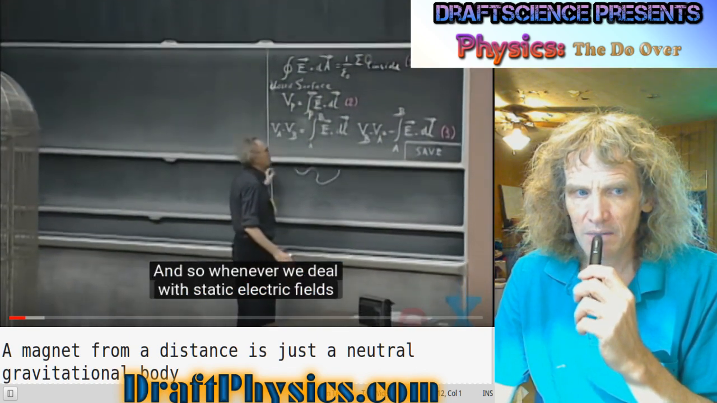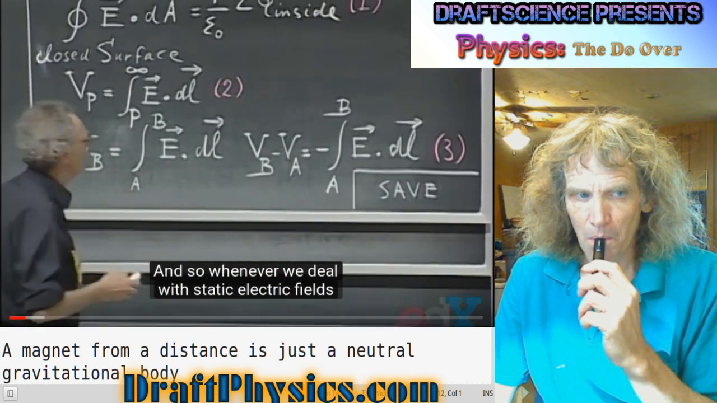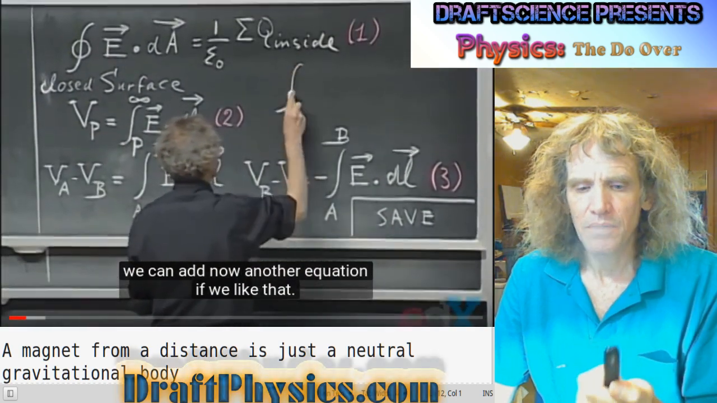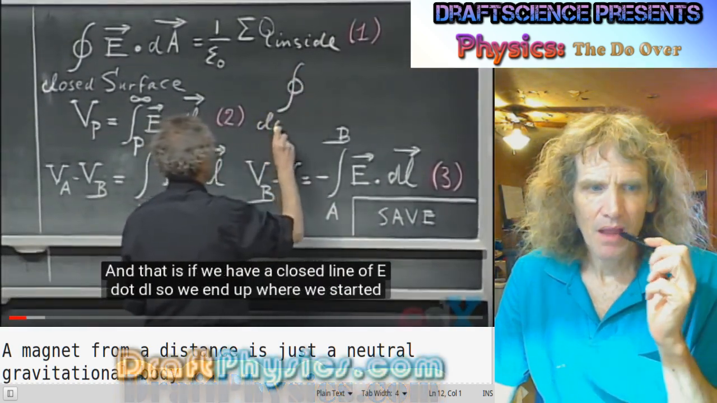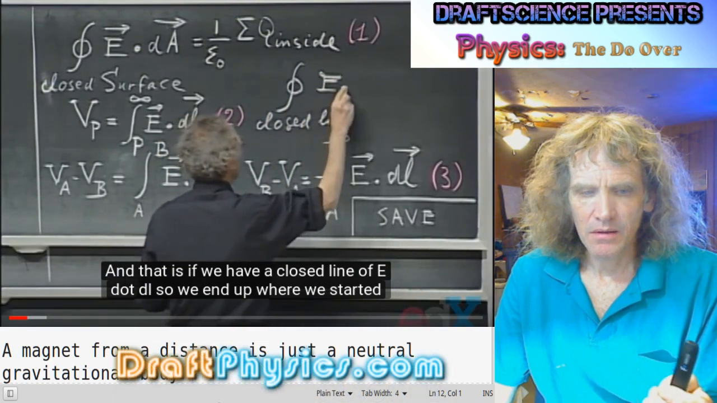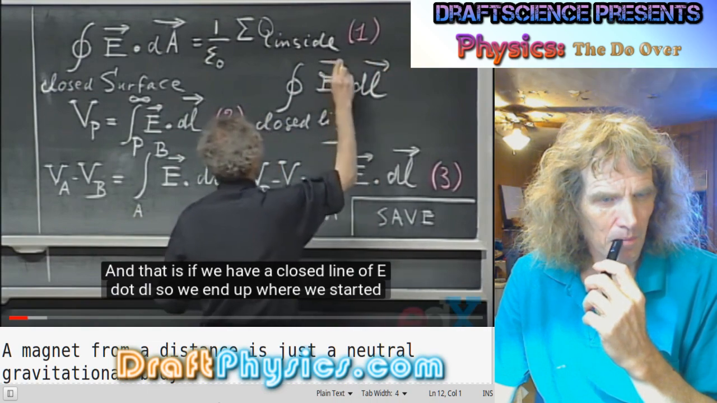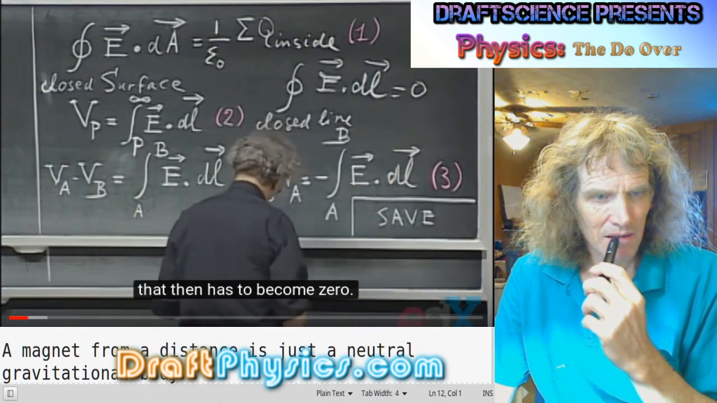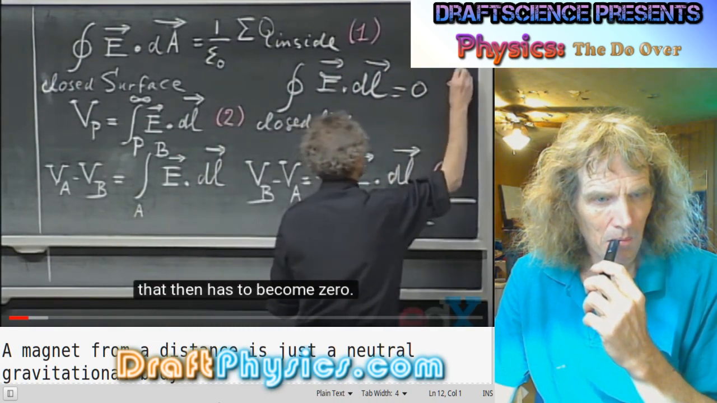And so whenever we deal with static electric fields, we can add now another equation if we like, and that is if we have a closed line integral of E dot dl, so we end up where we started, that then has to become zero.